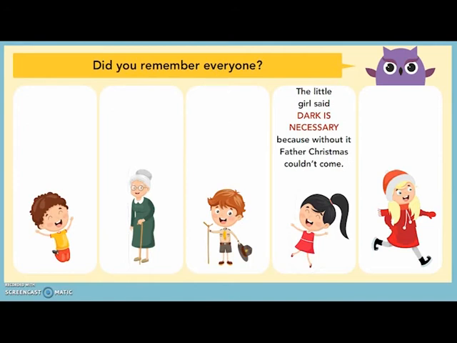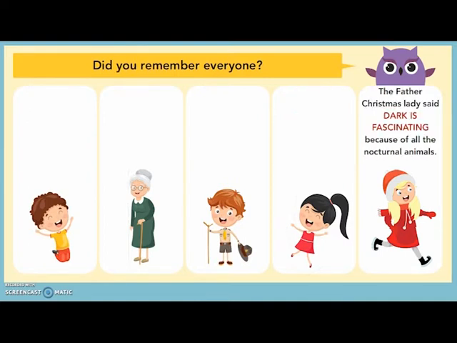And next, Plop was mistaken for a woolly ball when he fell from the tree, when he met the little girl who told us that dark is necessary because, of course, without dark, Father Christmas couldn't come and give us presents at Christmas. And that takes us to our final chapter that we've read so far. And this was where Plop came down and was disappointed to find that he hadn't met Father Christmas, but instead a lady that looked like Father Christmas, who told him that dark is fascinating because of all the nocturnal animals.